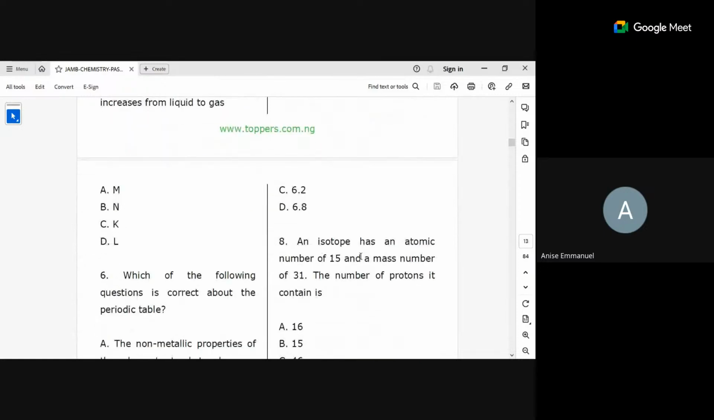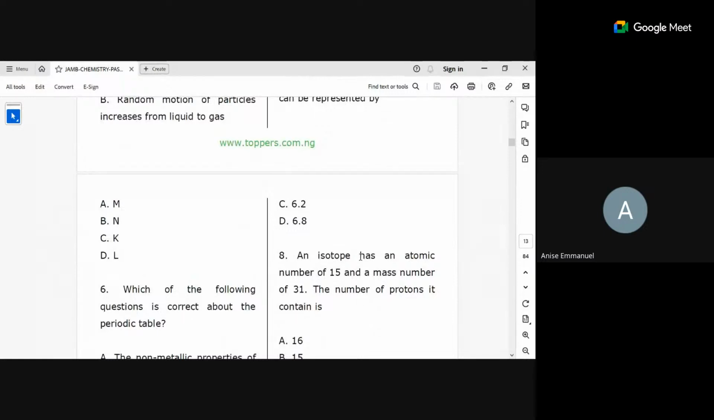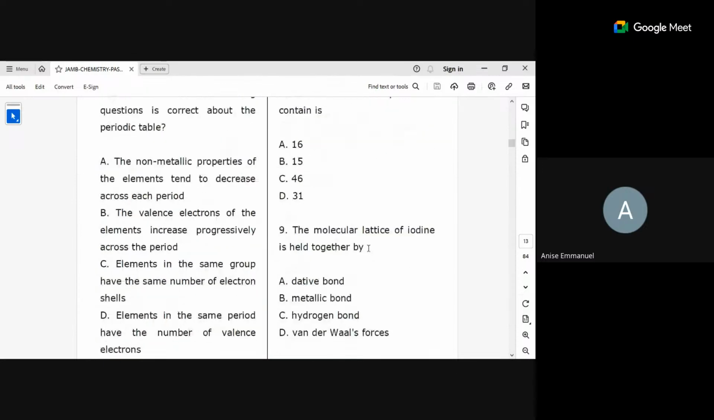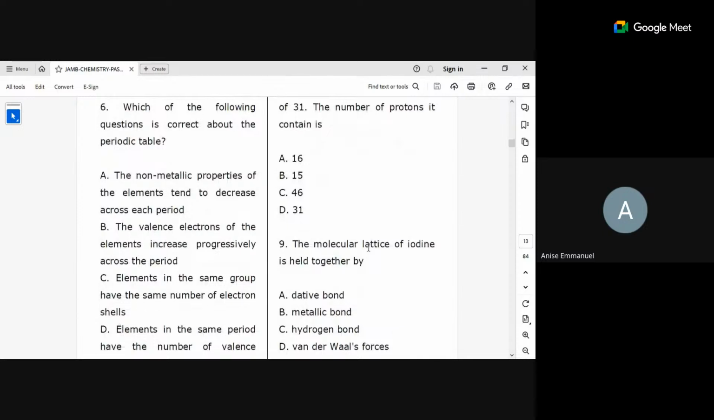So when you go to the ideal gas equation, you see the ideal gas talking about the different gas laws. When you get to gas laws, you see a graph of such. So number six: which of the following statements is correct about the periodic table?